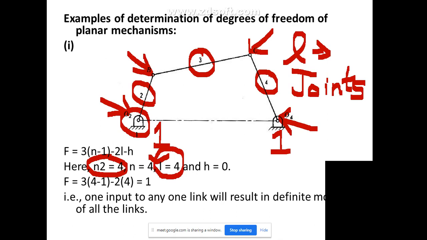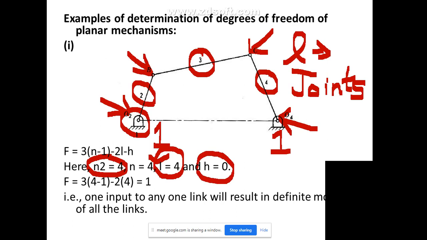Then the number of higher pairs means those having point contact or line contact. So this is not there. These all are having surface contact only. So here we consider the higher pair as 0.